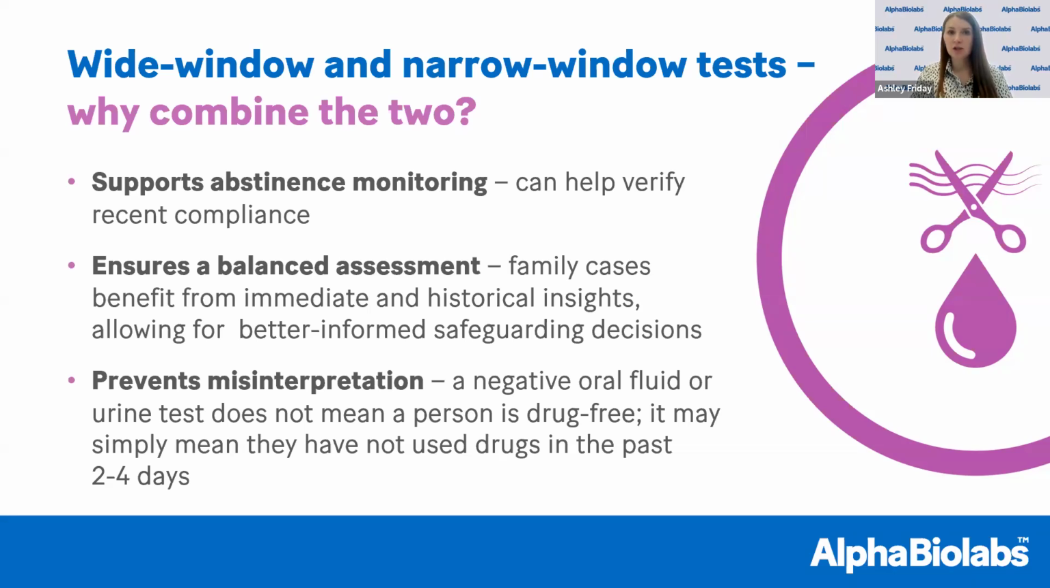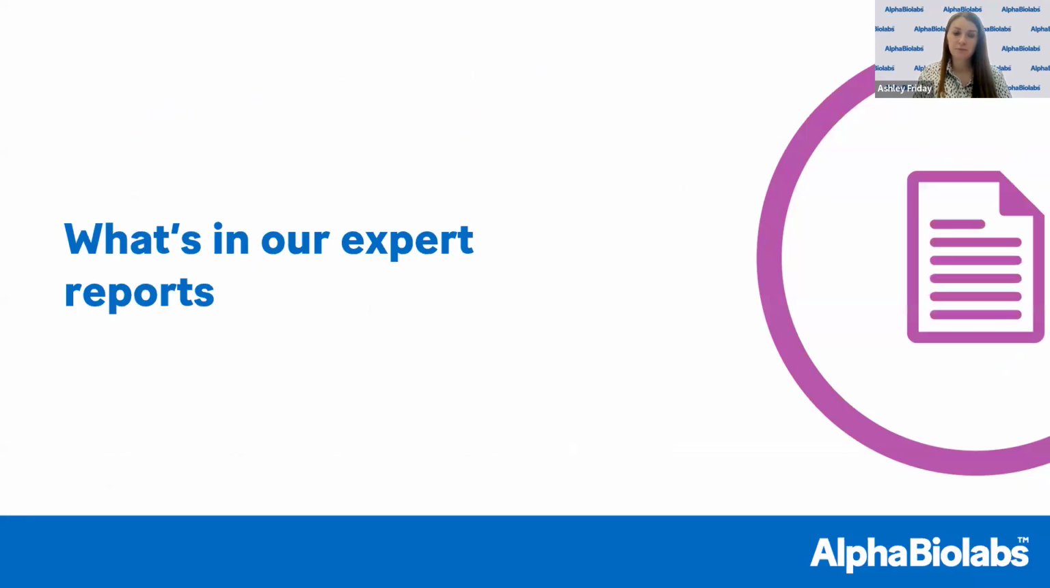So we're not just looking at historical drug use. We can also look at recent drug use as well. And it prevents any misinterpretation. So someone providing a negative urine sample to a court doesn't necessarily mean that the person is drug-free. It could just be that they've abstained from drug use for the last 4 days. So by doing both together, it shows that full picture of exactly what someone's use has been.